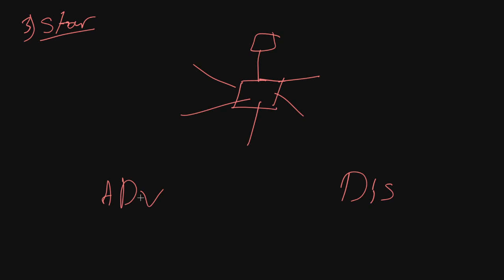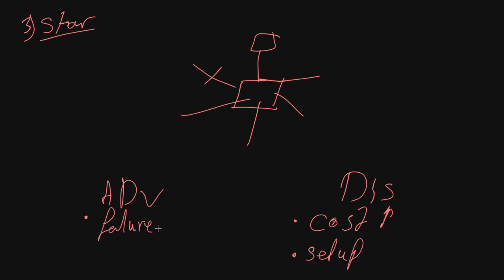It's costly because it requires a hub, and a hub or a router is actually expensive. It's not simple. Sometimes it also needs setup, and the setup price is high. But the advantage here is that failure is lower. Why? Because if a node fails, the other devices are still working.